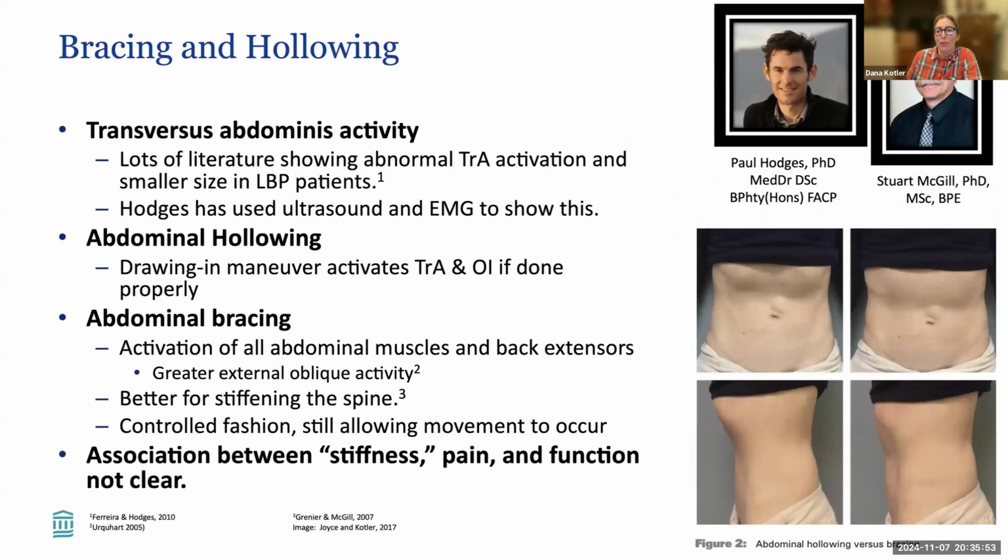So when you look through the literature, you see these two names a lot. There's other ones as well, but Paul Hodges and Stu McGill are two of the names that you see really frequently, and they love to fight and bicker in their articles. Paul Hodges talks a lot about the abdominal drawing-in maneuver or abdominal hollowing. Stu McGill is a real big fan of bracing. Each one thinks their own thing is better. But in reality, I think there's a lot of different ways to activate your core, and they're all valid. They all have different uses.